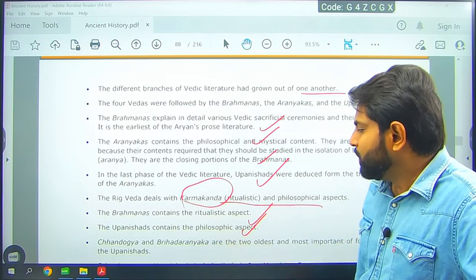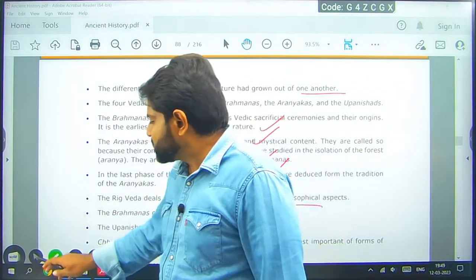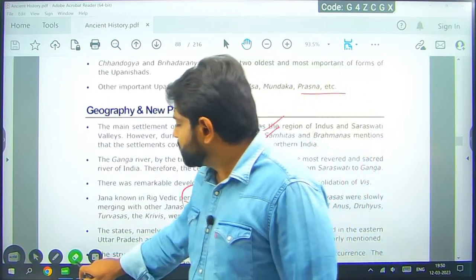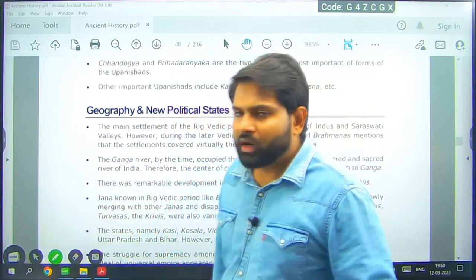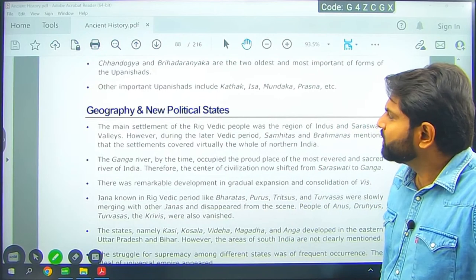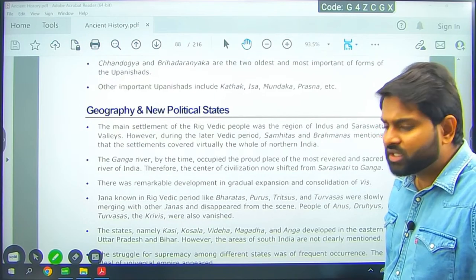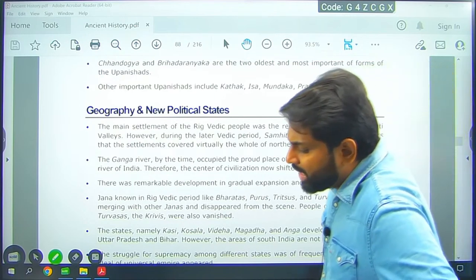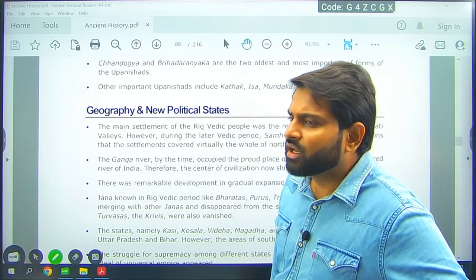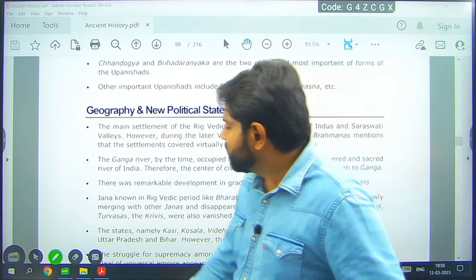Chandogya and Brihadaranyaka were the two oldest and most important Upanishads. Other important ones are Isha Upanishad, Mundaka Upanishad, Prashna Upanishad, these are the Upanishads. Upanishads are normally interactions between the teacher and the student. Most of the time the student will be asking a question to the teacher and the teacher will be telling moral lessons in the form of stories. So mostly it is full of philosophy.